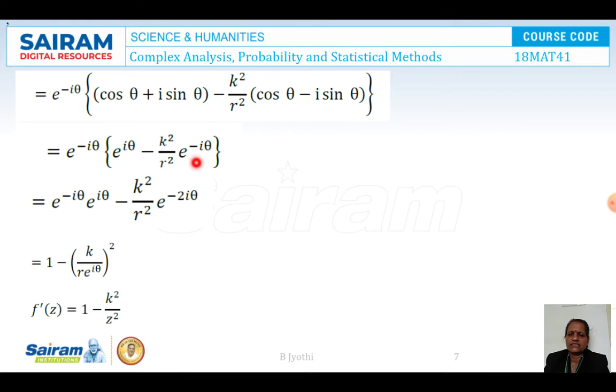This cos theta minus I sin theta can be written as e power minus I theta, and cos theta plus I sin theta can be written as e to the power of plus I theta. When I multiply e power minus I theta with e power plus I theta, it will become 1. And e power minus I theta into e power minus I theta will be e power minus 2I theta, which when taken to the denominator, we get it in the form k divided by r e power I theta the whole square, where r e power I theta can be replaced with z. Therefore, f dash of z is equal to 1 minus k square divided by z square. That is the required result.